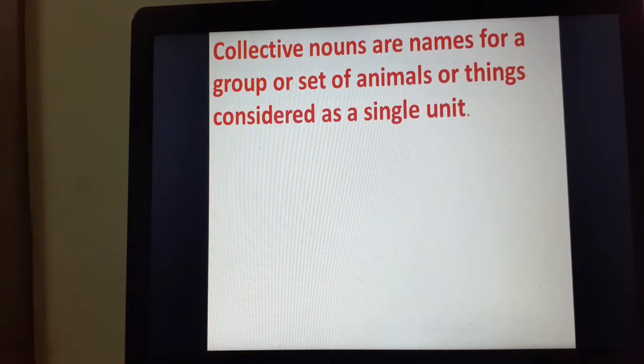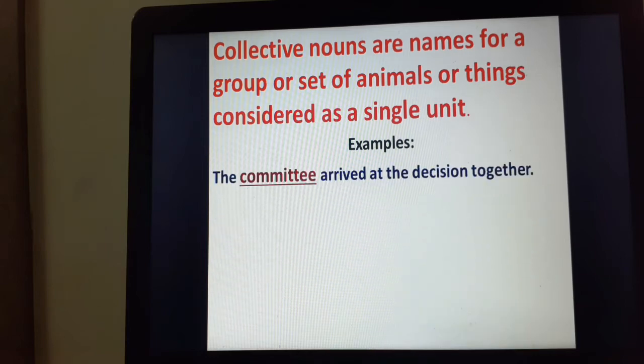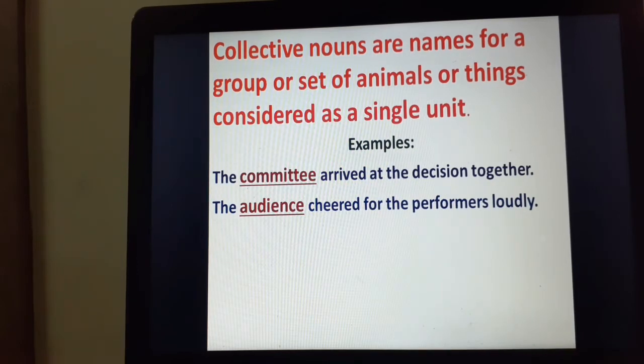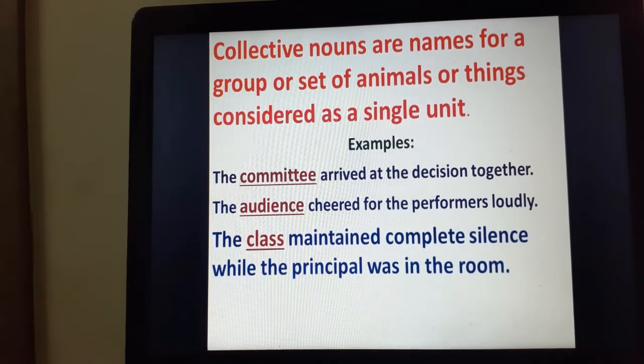Here goes collective nouns. Collective nouns are names for a group or set of animals or things considered as a single unit. Examples: the committee arrived at the decision together. The audience cheered for the performers loudly. The class maintained complete silence while the principal was in the room.